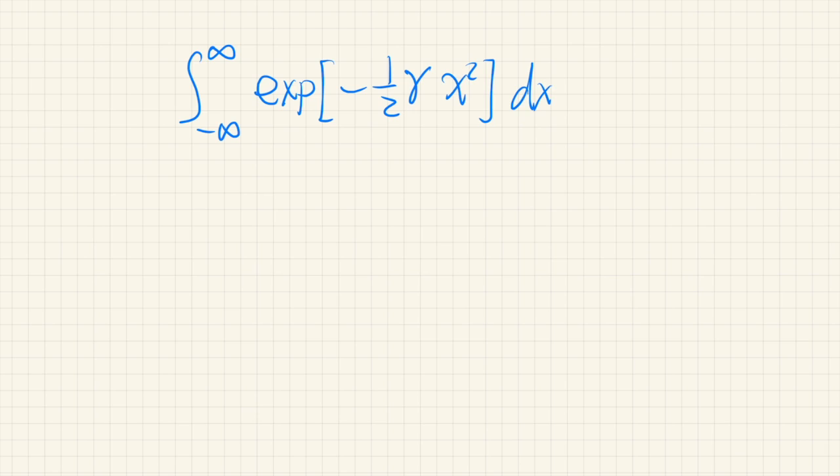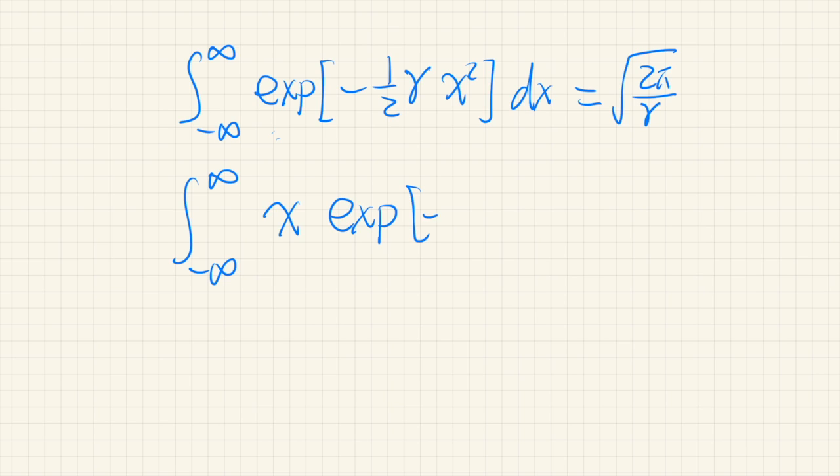That is this: the integral from negative infinity to positive infinity of exponential of negative 1 over 2, let's say gamma, which is a positive constant, x squared dx. I hope you already know how to calculate this integral, which results in the square root of 2 pi over gamma. Also, by looking at this function, we see that this integrand is an even function. So if we calculate the first moment, x times exponential of this, you can immediately see that this should be equal to 0.